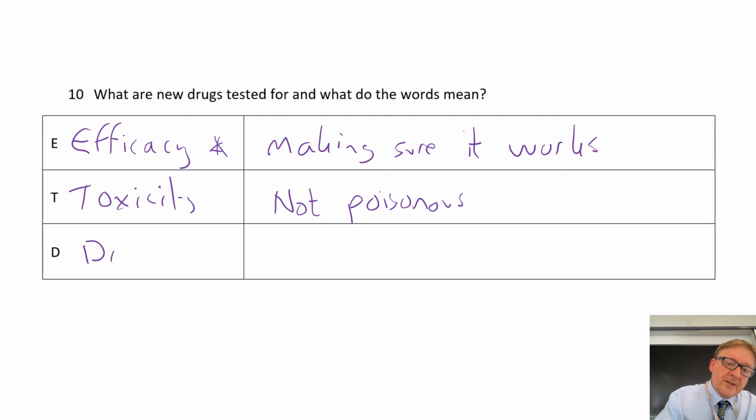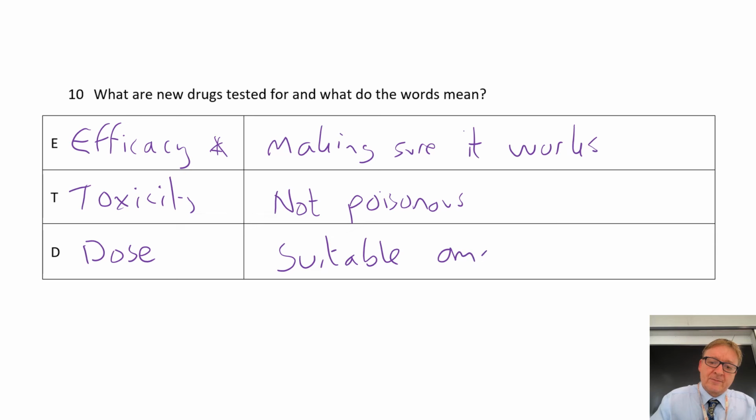And the last one is dose. So what people will do is they'll test for the amount of dose that's required. So with paracetamol, often an adult will take 2 tablets at a time. And what they'll have done, they'll have gone through the dose stages to find the suitable amount.